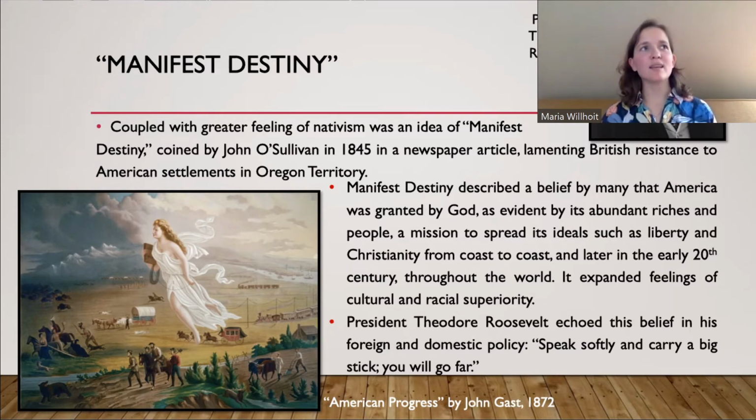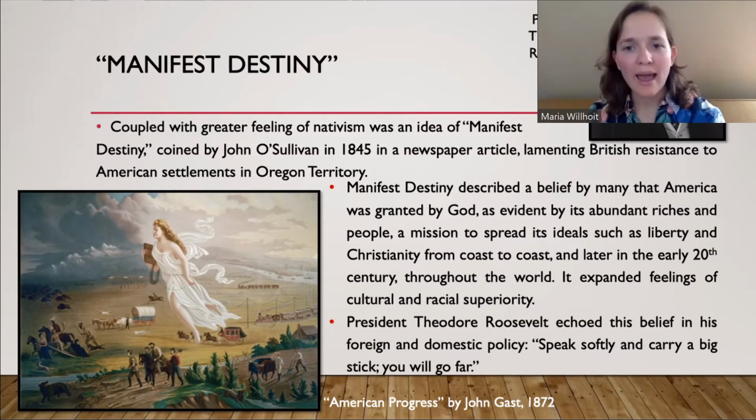It was kind of this idea that America would allow other nations to be, but it would have a presence, it would have a voice. It wasn't just going to let other nations do whatever they would want. America was going to be more vocal, and at times it was going to intervene.